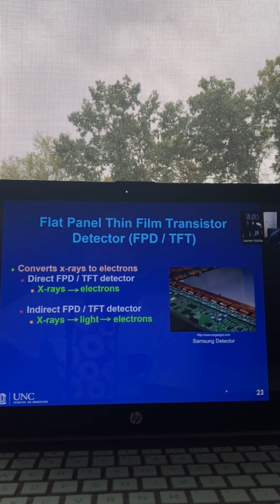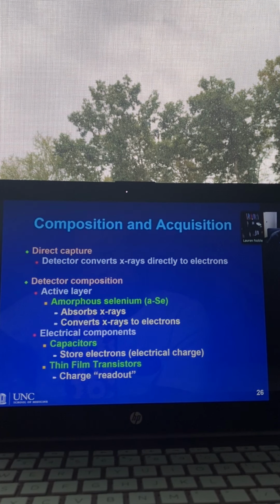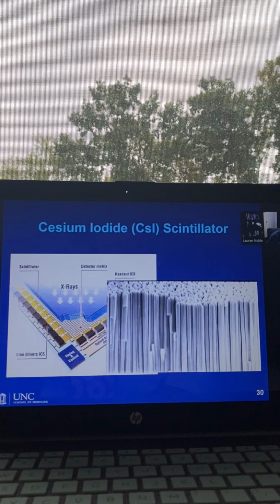Oh, let's see, flat panel detector. Let me see. Flat panel. Indirect.